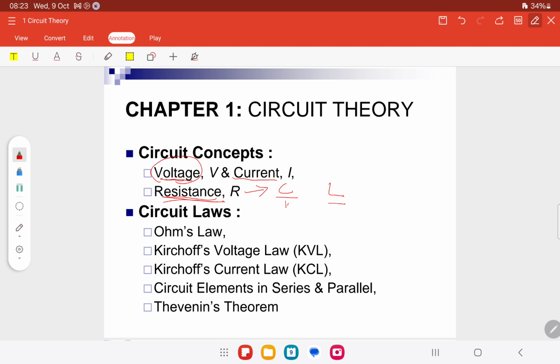Why do we call it the active element? Because it will provide and generate electrical energy within a circuit. So the sources come from this voltage. Later when we go to KVL and KCL, you will see why we say that is the active element.